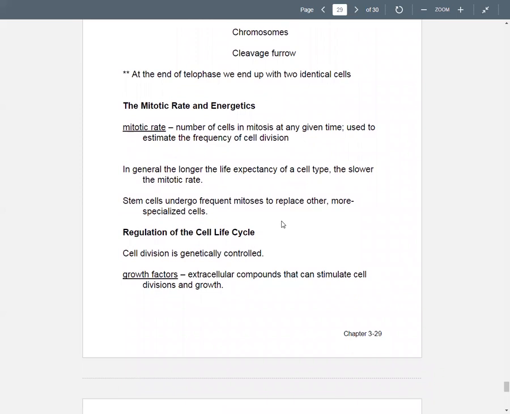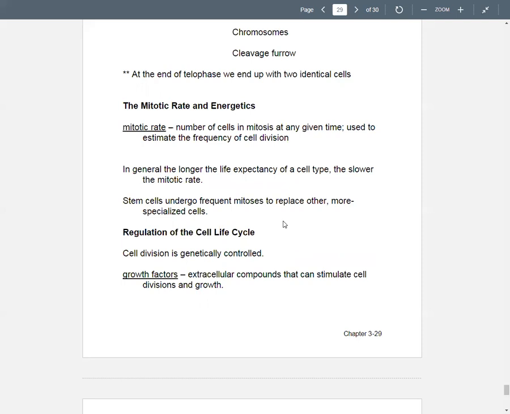Okay, mitotic rate. It's just the number of cells you find at mitosis at any given time. Helps you estimate how frequently cell division is happening. So if you look at a slide, you're not going to see every cell in mitosis. Most of them are going to be in interphase because that's the majority of the time your cells are in interphase. So in general, the longer the life expectancy of a cell type, the slower its mitotic rate is going to be.